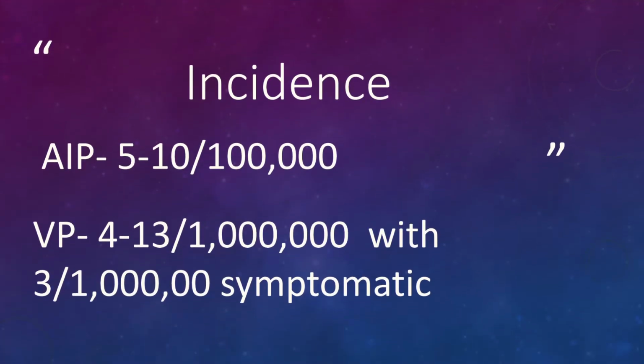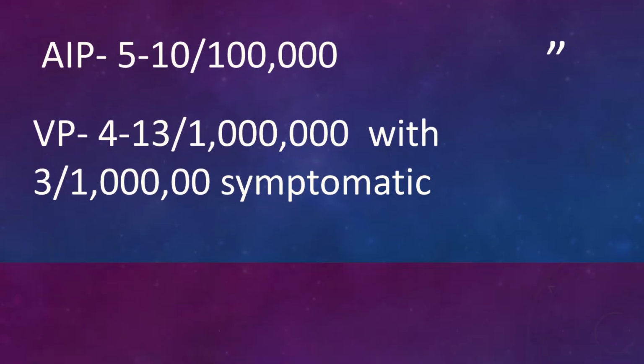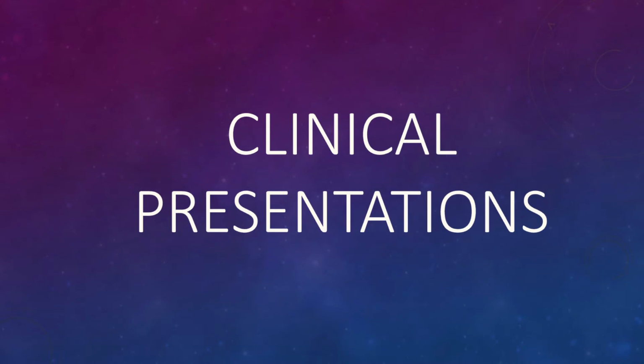Now, these are very rare disorders, with the incidence of acute intermittent porphyria estimated to be between 5 and 10 per 100K, whereas variegate porphyria may have about the same per million, but only 3 per million are symptomatic. So again, these are very rare disorders, and so why are you watching this video? I don't really know, but I'm going to tell you why I'm giving this talk in about 2 minutes.